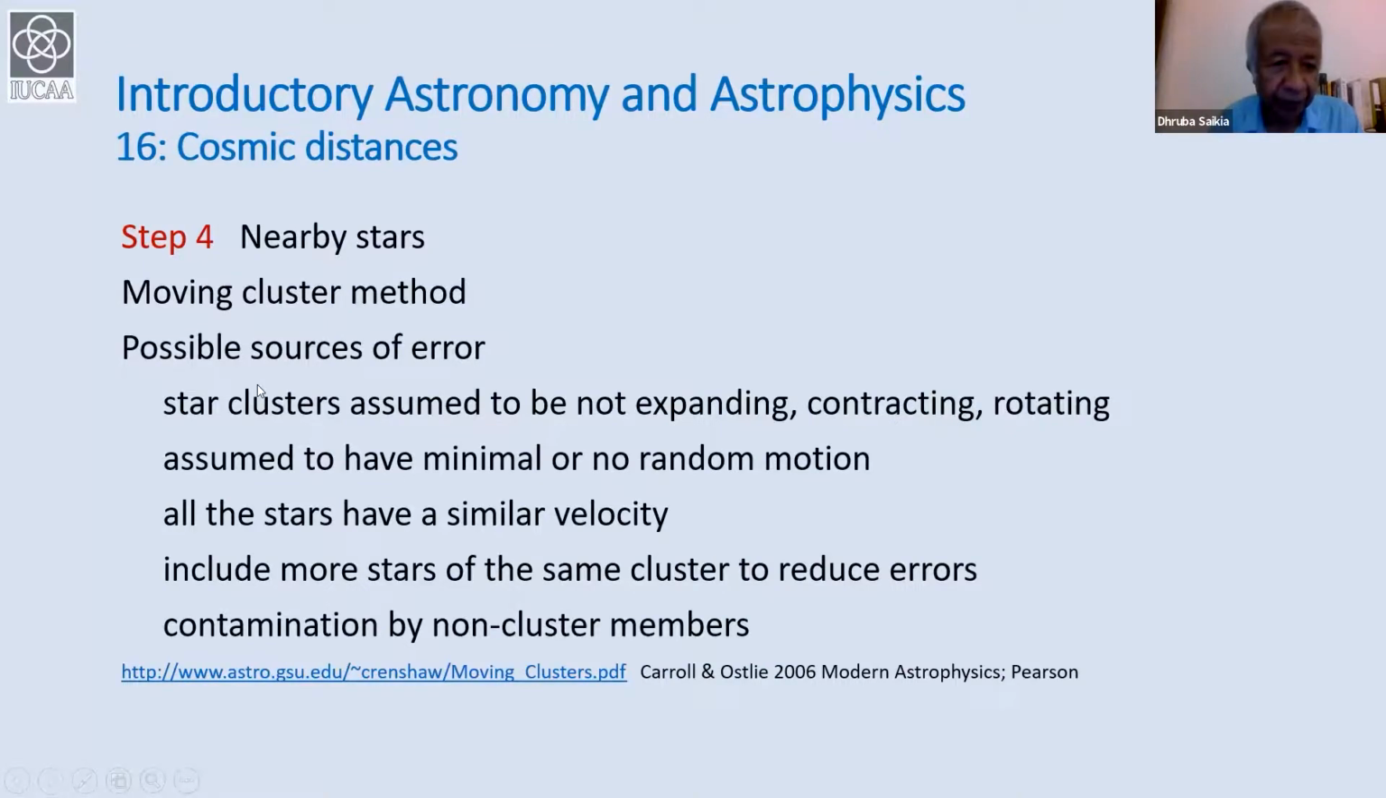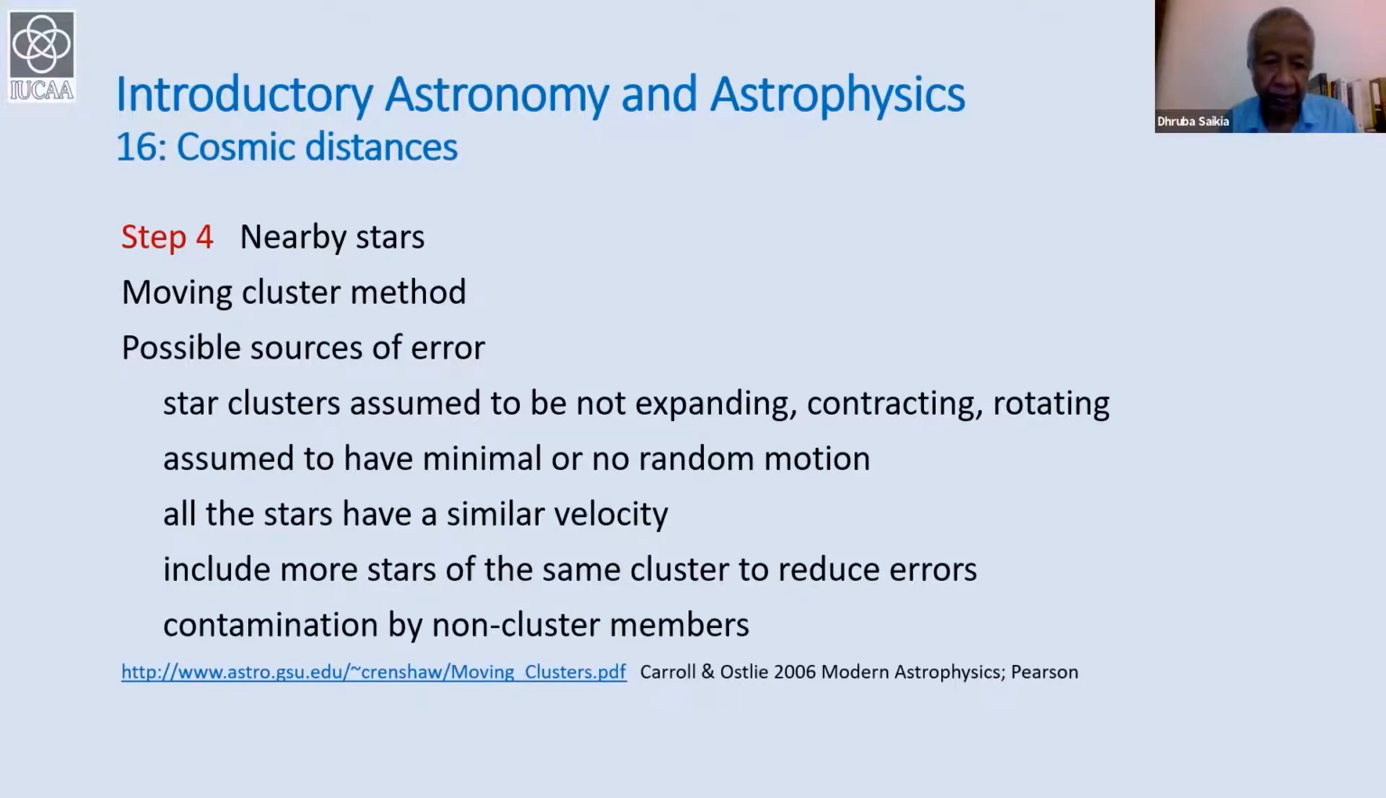Now, in a moving cluster method, there are possible sources of error which can come in. Star clusters are assumed to be just moving in one particular direction, not expanding or contracting or rotating, assumed to have minimal or not much random motion. Stars are generally assumed to have a similar velocity.